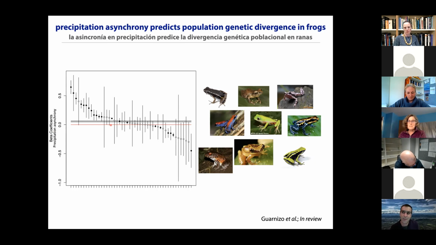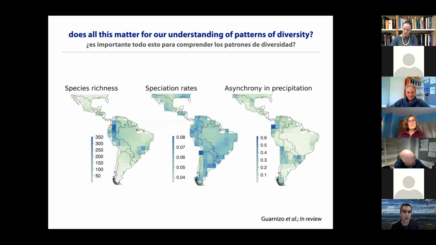The question, of course, is how much does this matter in terms of the patterns of diversity that I showed at the beginning? And I'm running out of time, so I'm not going to explain much of this, but I'm just going to say, well, we tried to correlate spatially the asynchrony in precipitation among sites within quadrats in the neotropics to things like speciation rates, estimated based on molecular phylogenies, and species richness. And we actually did not find any relationship.